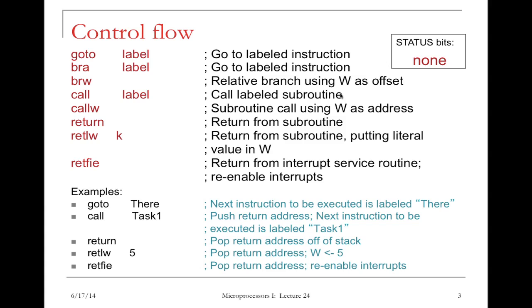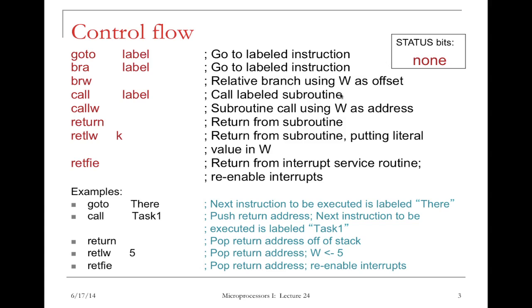Here are some examples. GOTO there. There is assumed to be declared somewhere in your program. So there is a label. This is very similar to what we have for Intel instructions. The JMP instruction is the same as this GOTO instruction here, and they are unconditional branching instructions. So whenever the microcontroller sees this GOTO, it will go to that label immediately.